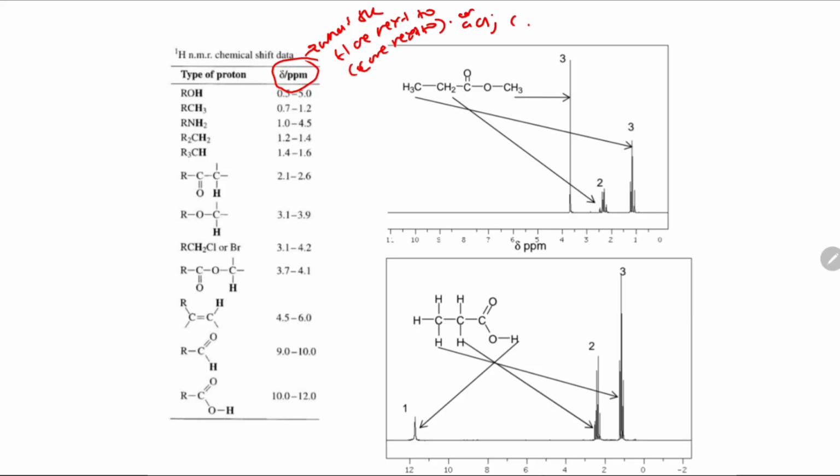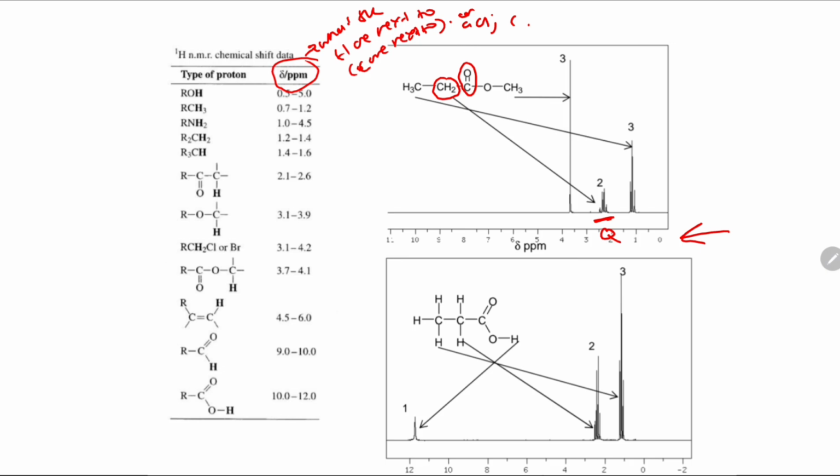So for example, there's a C double bond O here and there's a CH2 here. Now the CH2 is going to go here, and I'm going to show you the splitting patterns later. This is a quartet because there's 4 peaks, but I'll show you that later. So this CH2 is here, and when you look at the ppm at the bottom here, you're going to see what the measurements are.